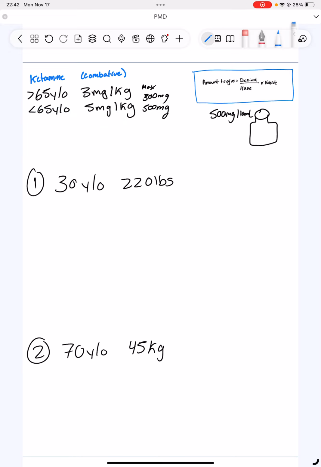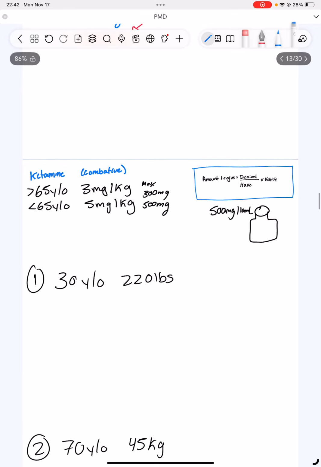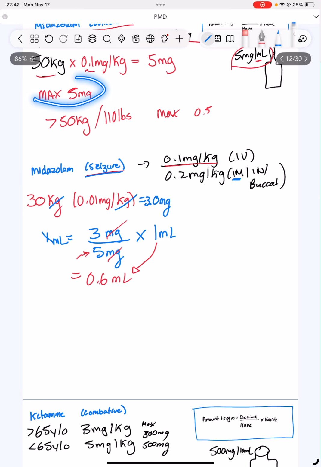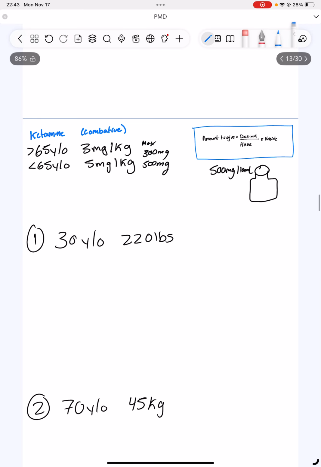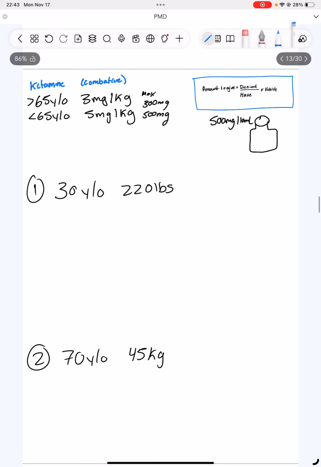Okay. And what we can see here, if you're quick, you'll notice that the max, if we try to get into this idea of what is the maximum weight to get the maximum dose, then what you'll see here is that for ketamine, whether it's 3 or 5, the max weight to get the max dose is 100 kilograms. And ketamine's pretty potent. Okay, it comes 500 milligrams in 10 milliliters. So we have a 30-year-old patient, 220 pounds. Okay, so remember we got to divide this by 2.2, which is going to equal 100 kilograms.